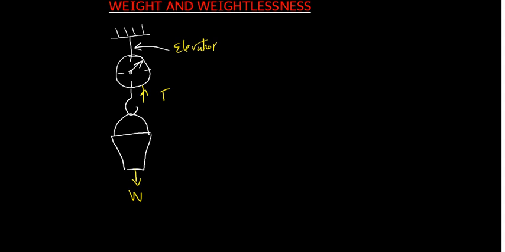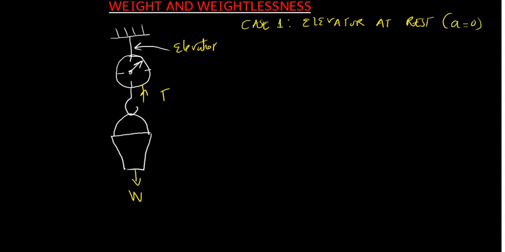So let's consider some cases. Case 1. Let's consider where this elevator is not moving up and down. So we are saying this is fixed. It is not moving either up or down. So we are saying the elevator is at rest. Whenever something is at rest, that means it's not moving, the acceleration is 0.